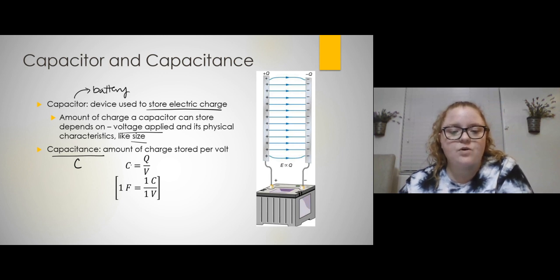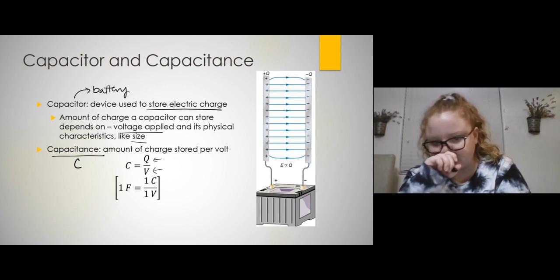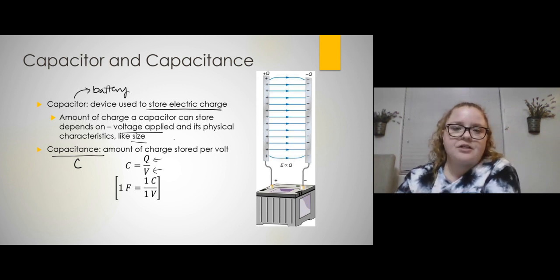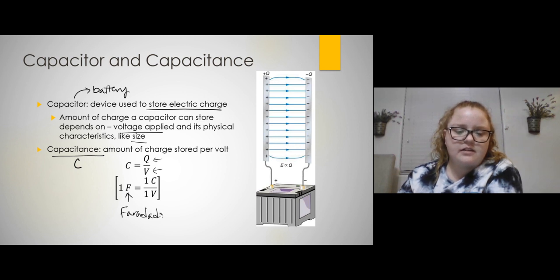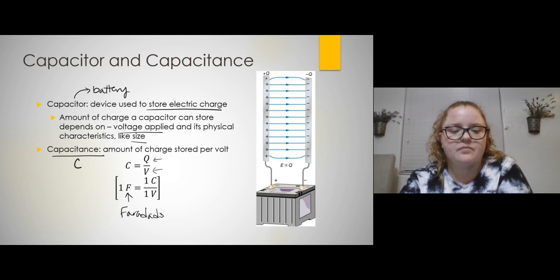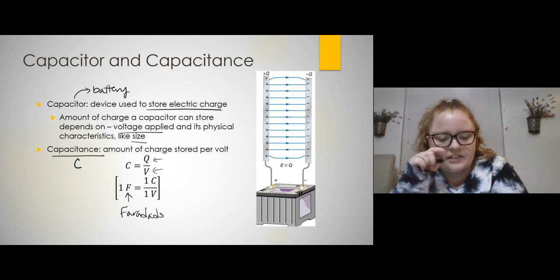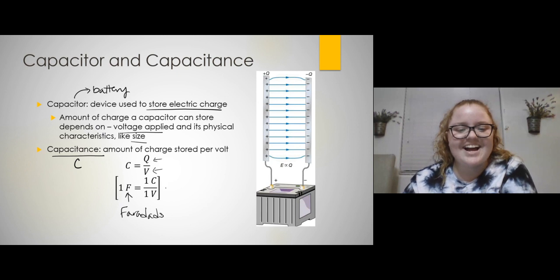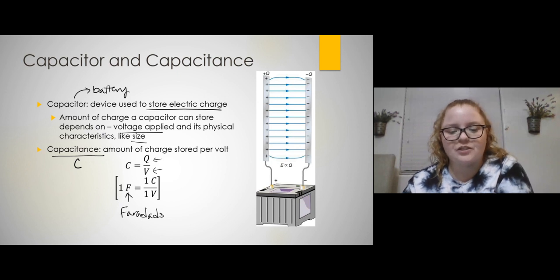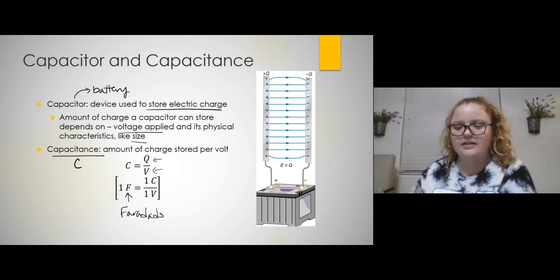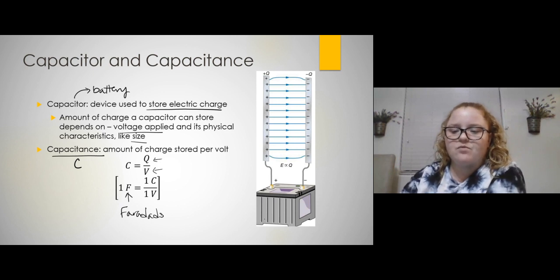Okay, that's how it is represented. And capacitance is equal to our charge divided by voltage. Okay, and capacitance is measured in farads, I believe it's called. Farads. I could be wrong, but I believe that's how you spell it and pronounce it. And that is equal to 1 coulomb over 1 volt. Okay, and this is an example of one.